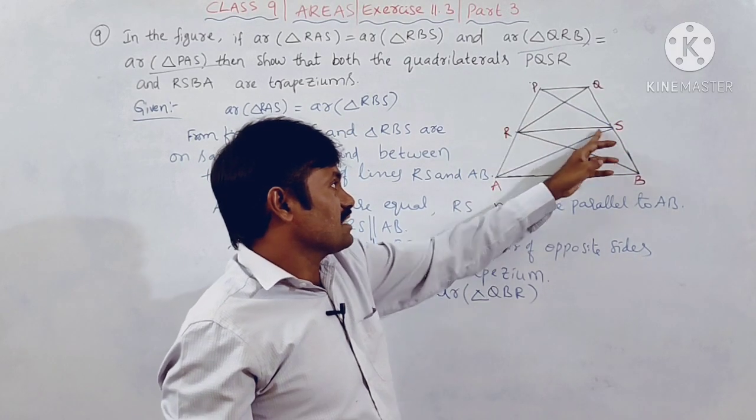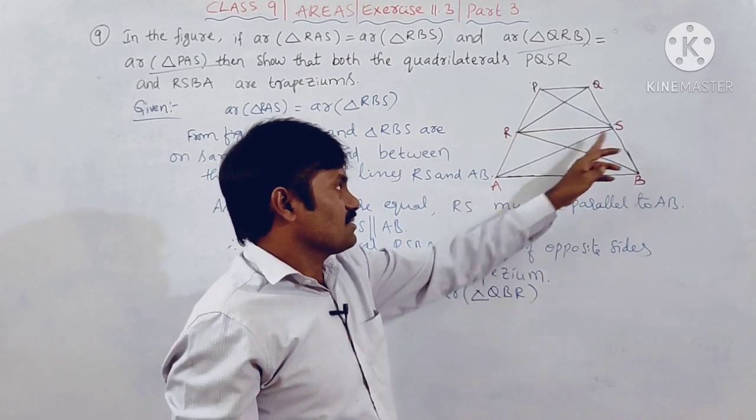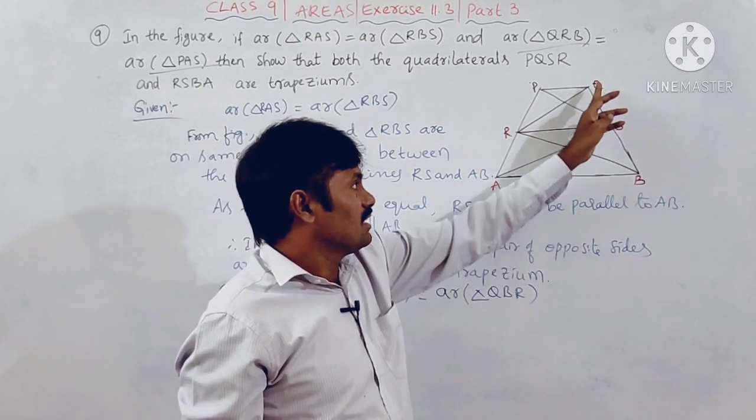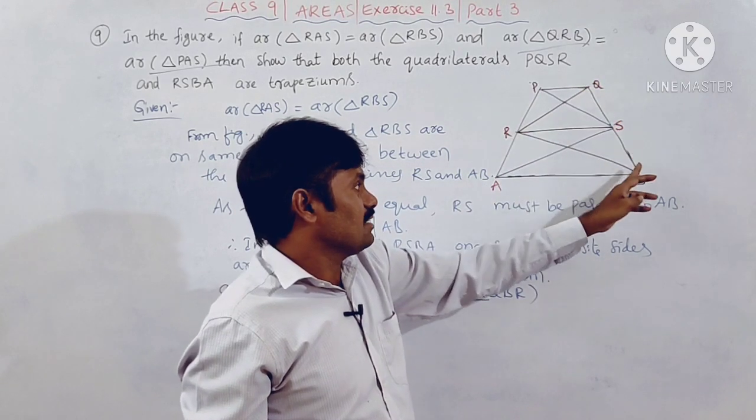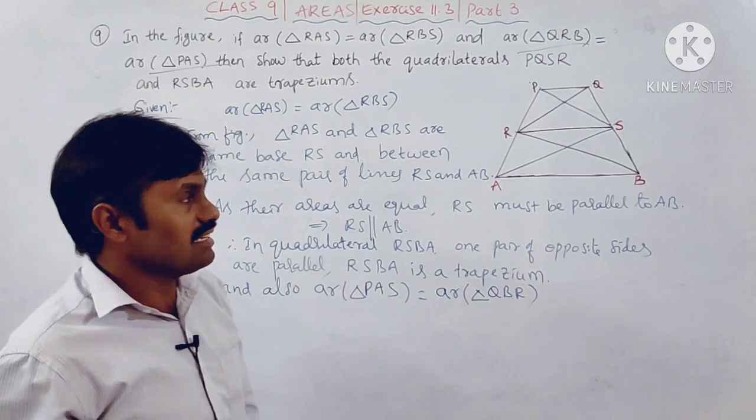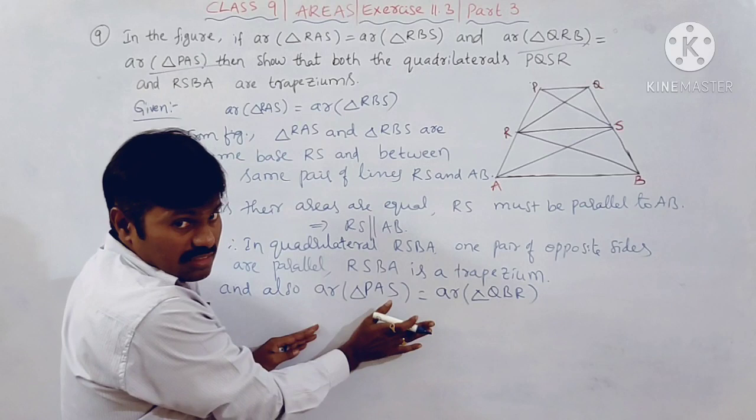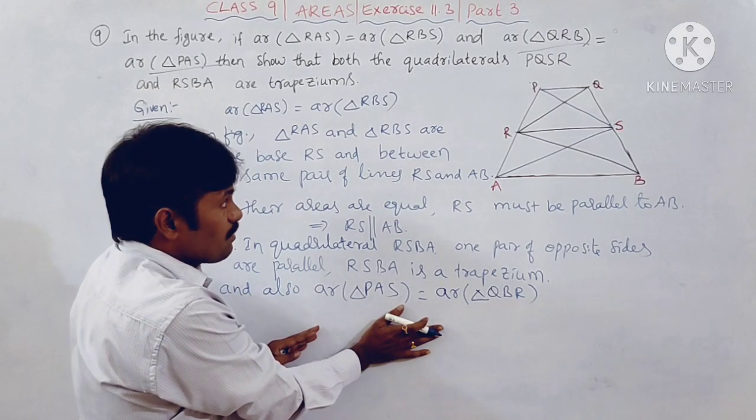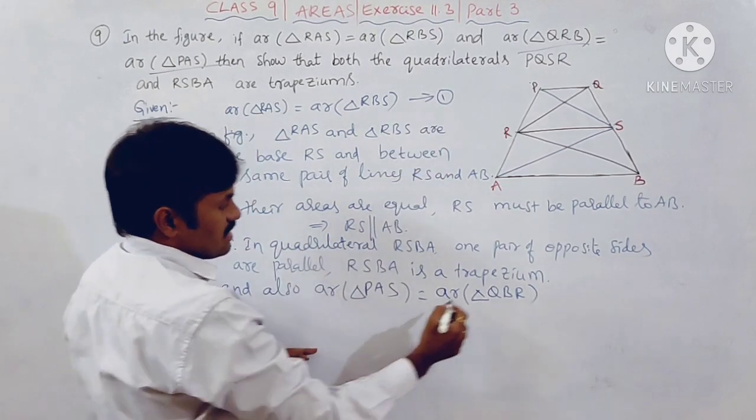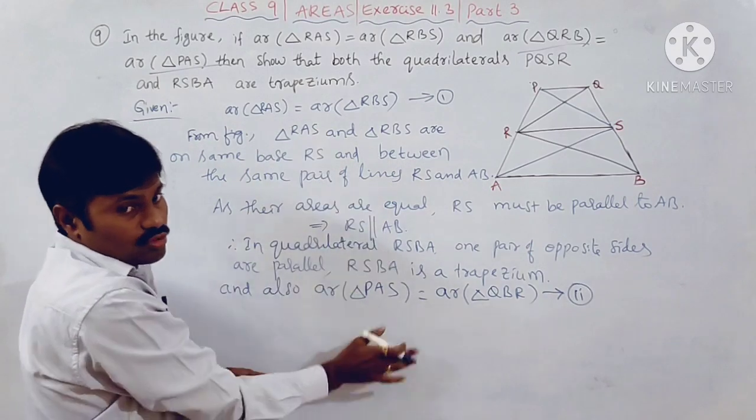One is PRS and another one is RAS. And in triangle QRB, here is one triangle QRS and RBS. Then from these equal parts, I am subtracting equation 1. Given 1, this is the second one. I am subtracting 1 from 2.